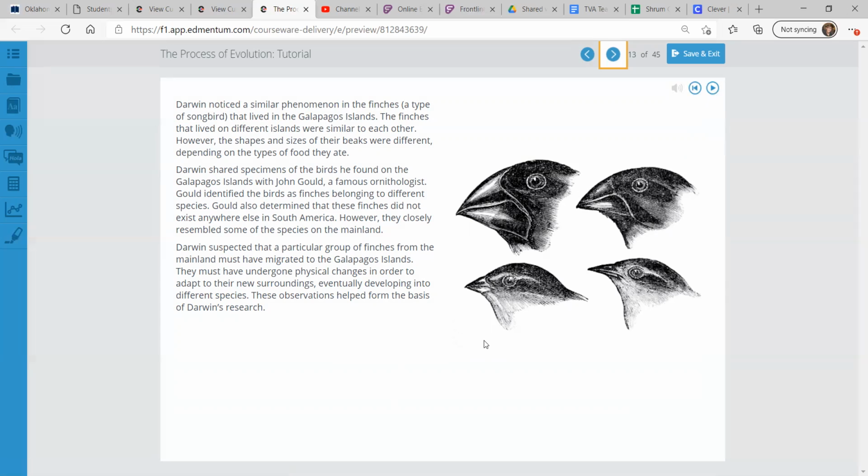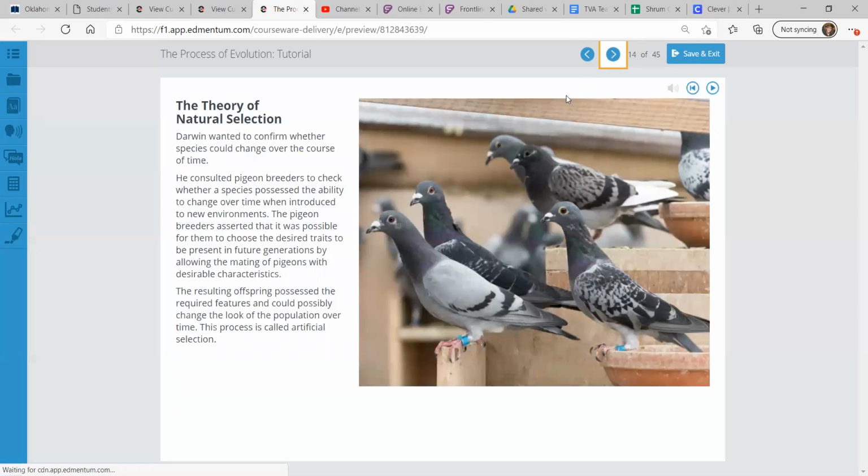Darwin suspected that a particular group of finches from the mainland must have migrated to the Galapagos Islands. They must have undergone physical changes in order to adapt to the new surroundings, eventually developing into different species. These observations helped form the basis of Darwin's research. The theory of natural selection.